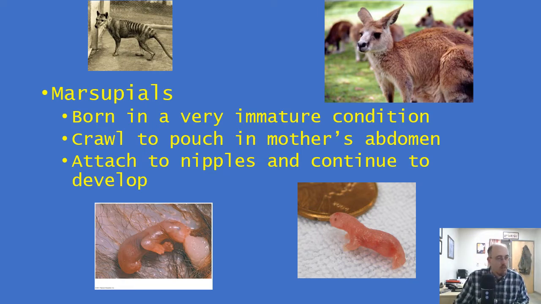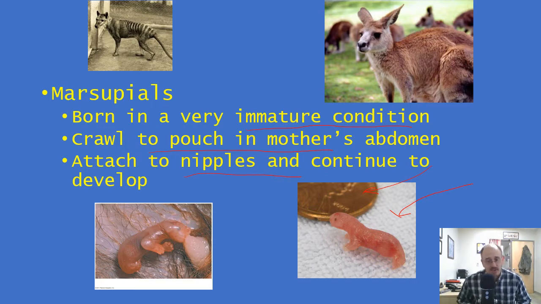And what's weird about them is they do have a kind of placenta, but the young are born in a very immature condition, meaning they're very small when they're born. They crawl to a pouch, and in that pouch are the nipples, and they attach to a nipple, and they continue to develop. So look at the size of this baby kangaroo. That is a penny. These things are born when they're just tiny embryos. They're born as tiny embryos, and then they wiggle to the pouch.